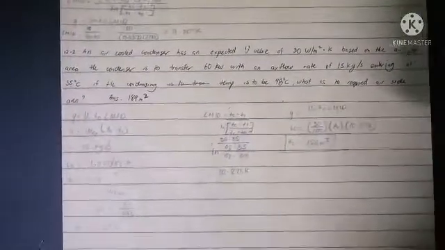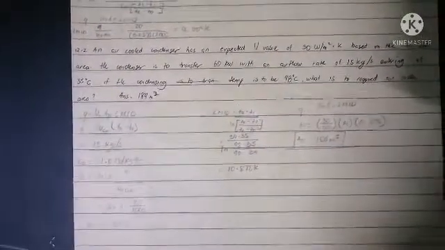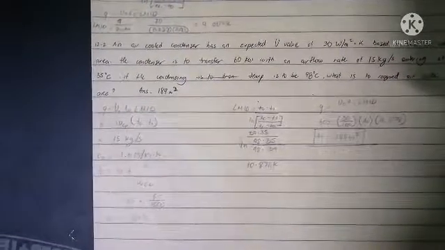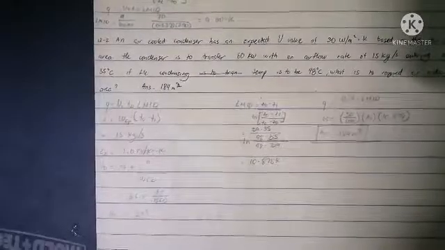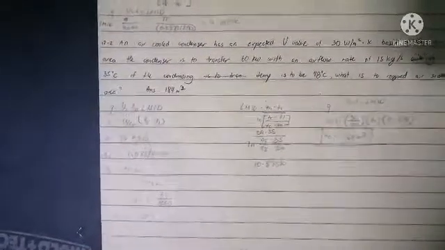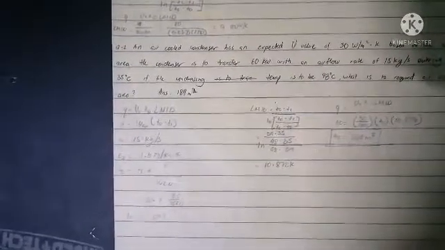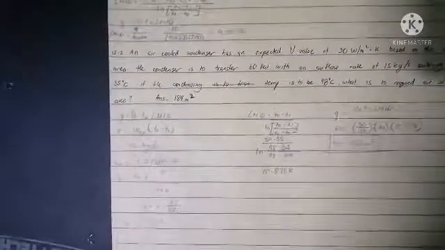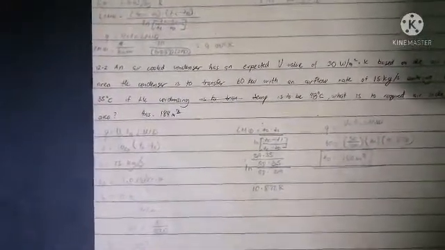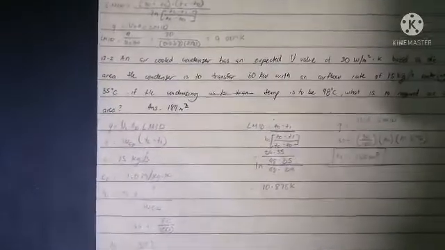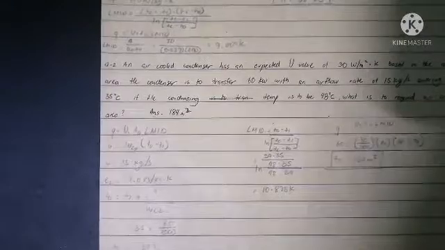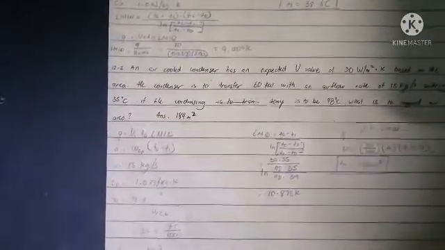So chapter 12, problem number 2. An air-cooled condenser has an expected U value of 30 W per square meter Kelvin based on the air side area. The condenser is to transfer 60 kilowatts with an airflow rate of 15 kilograms per second, entering at 35 degrees Celsius. If the condensing temperature is to be 48 degrees Celsius, what is the required air side area?